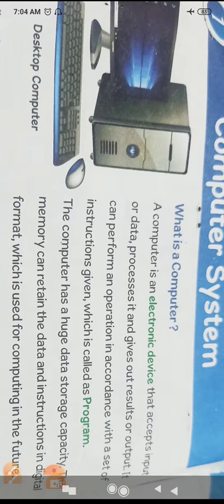So same thing here. Input is given by the keyboard, suppose, then that gets processed in the CPU, which is the brain of the computer, and then the same CPU gives you the output in the form of an answer on the monitor, correct? Everybody understood? Yes.